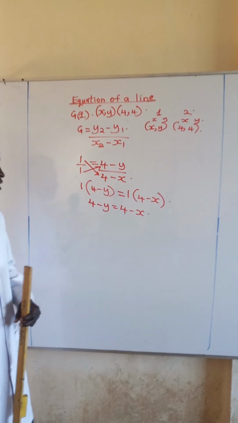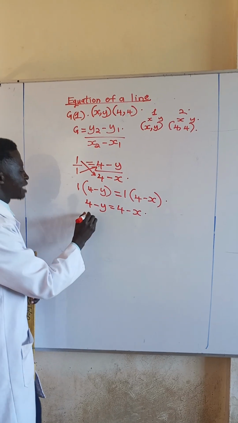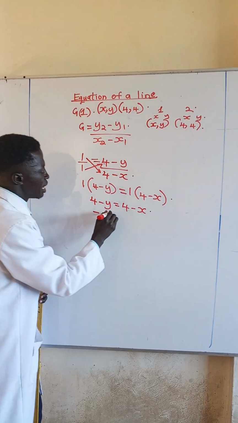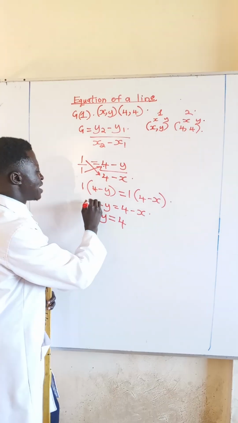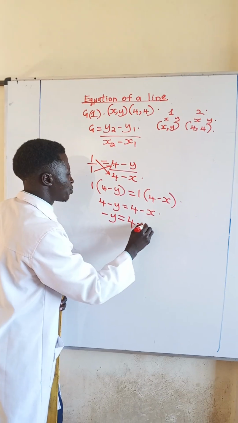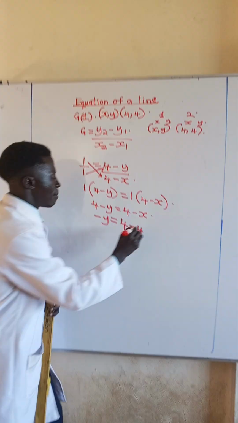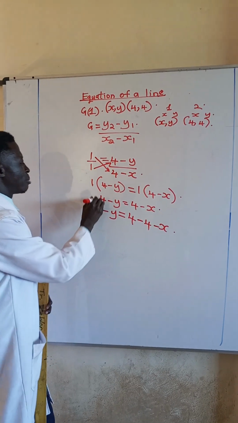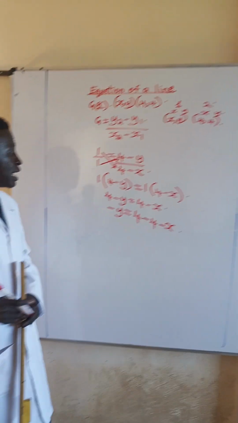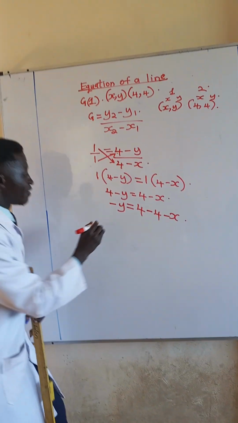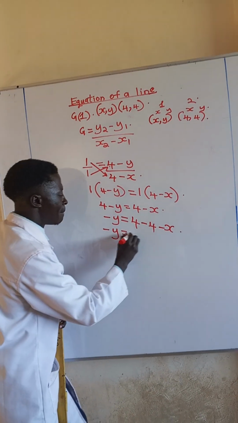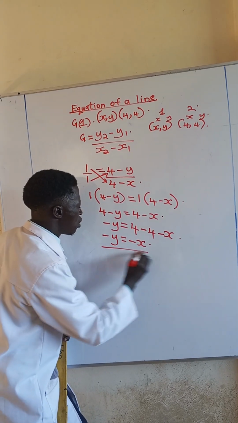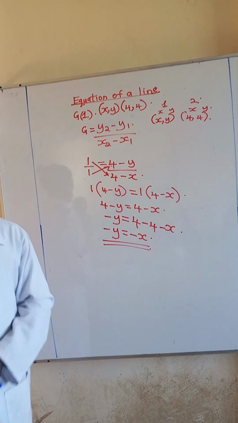Then I collect my like terms. So once I collect my like terms, on this side I will remain with minus y is equivalent to 4. I take this the other side, it will become minus 4, then minus x. Remember, this is plus 4. Once it crosses the equal side, it becomes a minus 4. Now in that case, I will have minus y being equivalent to 4 minus 4 is 0, minus x. And therefore, that is the equation of that line.